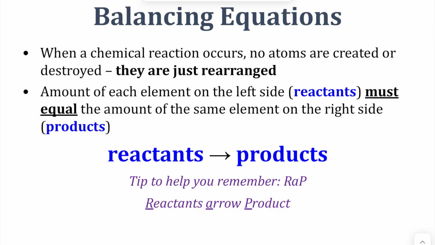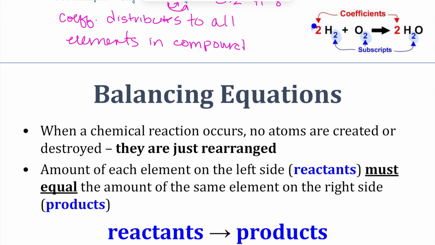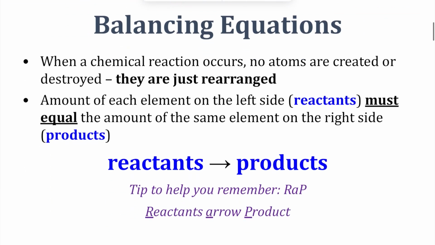All right, so what does it mean to balance an equation? When a chemical reaction occurs, no atoms are created or destroyed, they are just rearranged. That is one of our fundamental laws, the conservation of matter. The amount of each element on the left side, the reactants, the things that are reacting, must equal the amount of the same element on the right side, the products. That's what I was talking about up here: we have 2 times 2, we need 4 hydrogens on the left and 4 hydrogens on the right in order for this to be balanced. Same thing, 2 oxygens and 2 oxygens.